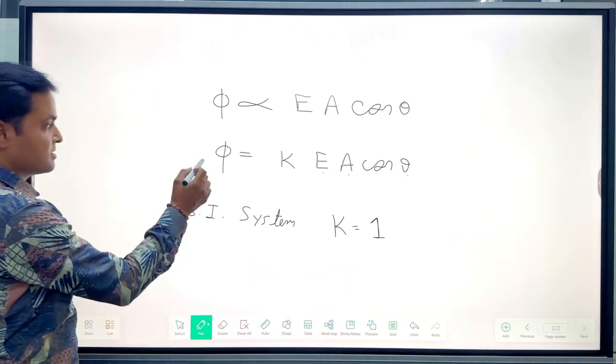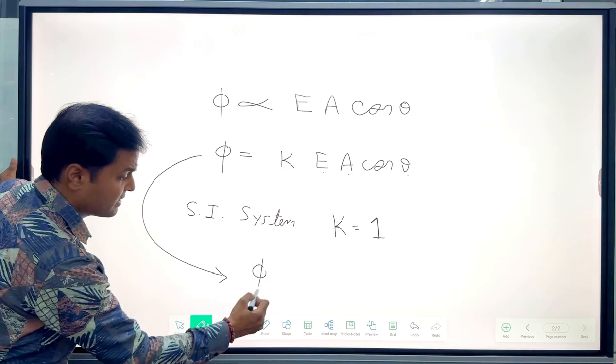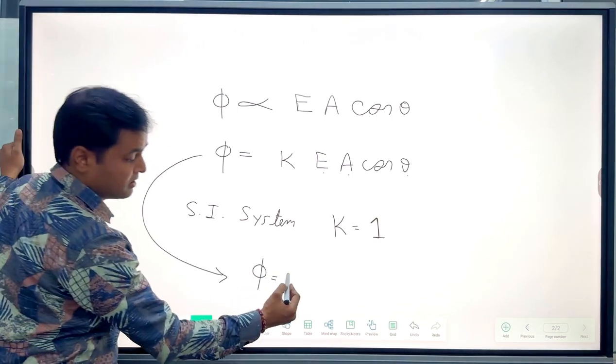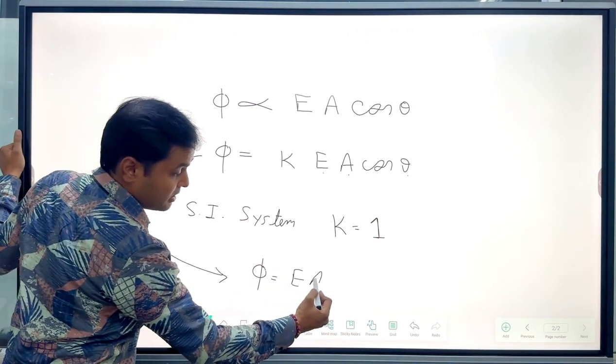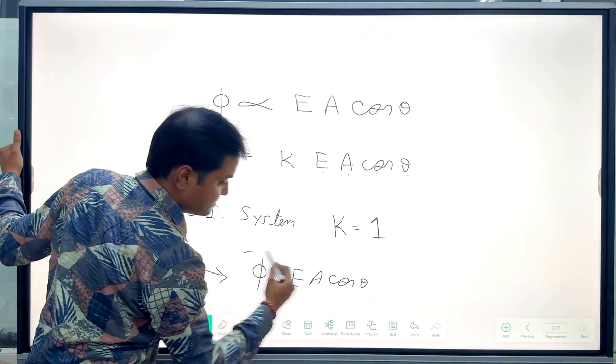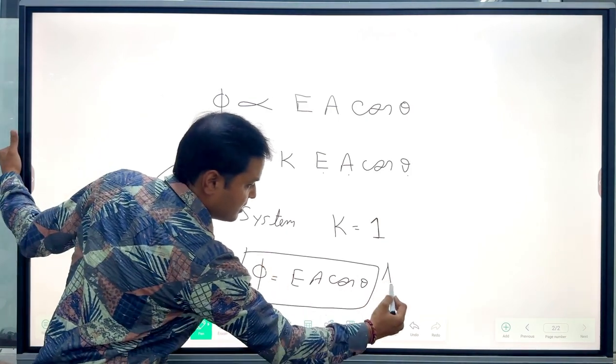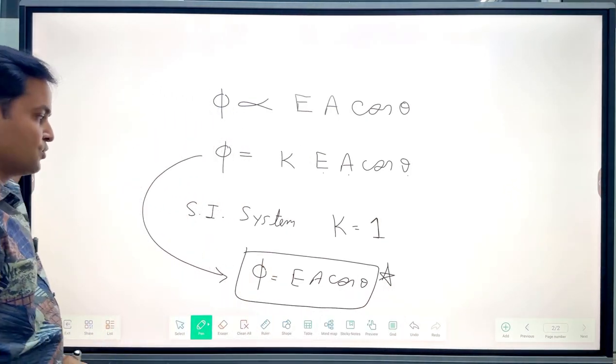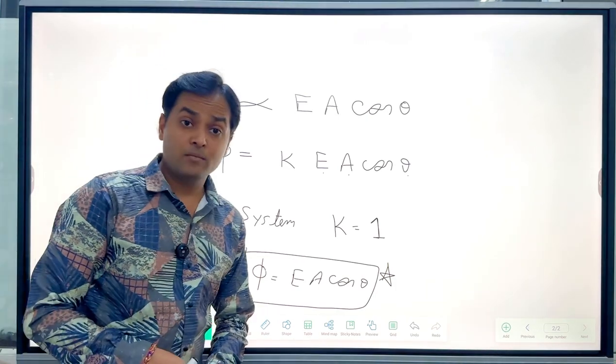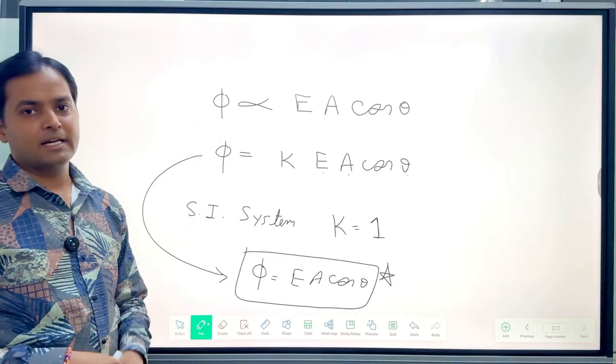So, the final expression of electric flux will be phi is equal to E A cos theta. This is the formula by which we can solve numerical problems based on electric flux.